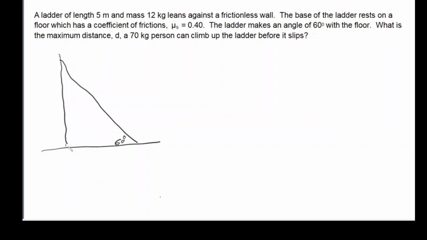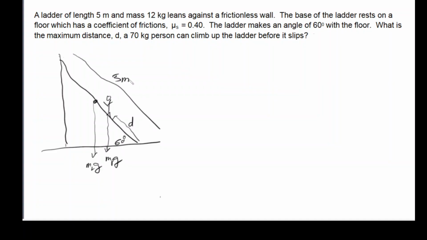We have the midpoint of the ladder where we have the weight of the ladder, which is the mass of the ladder times g, and we have a person going up the ladder that has a weight of the mass of the person times g, and the distance up the ladder is d that he can climb. And we know that the total distance for the ladder is 5 meters.